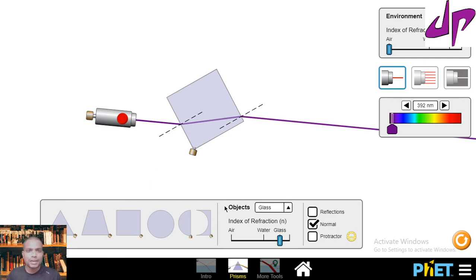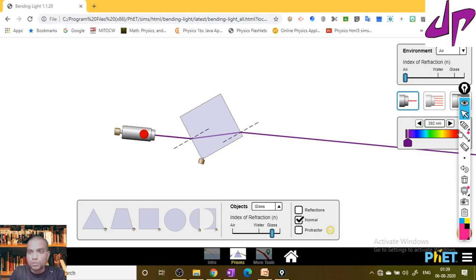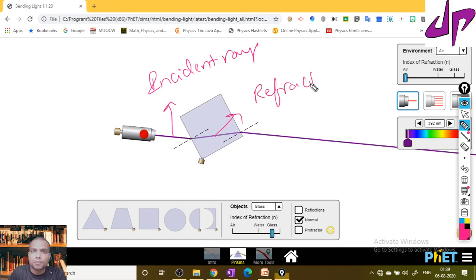So the refraction rays can be seen here. Suppose if I mention it here, this is the incident ray, and this will be the refracted ray. And here you can see, if you take the angles, this will be the angle made by the incident ray to the normal, the angle of incidence, and this will be the angle of refraction. So this we observe for the glass slab.